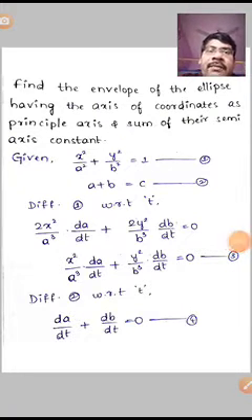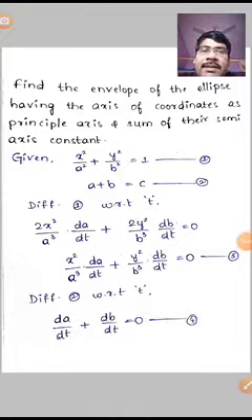Here find the envelope of the ellipse having the axis of coordinates as the principal axis and sum of their semi-axis are constant. Here the equation of the ellipse is x square by a square plus y square by b square equal to 1. That is equation 1. Here a, b are the semi-axis. Here a plus b is equal to constant c.